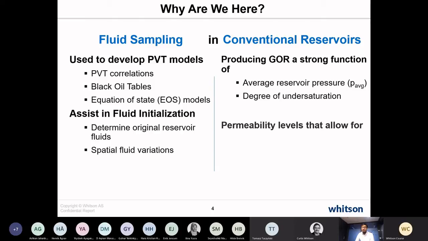And also in conventional reservoirs, the permeability levels are very high. So usually we can produce without fracturing, and we can also use the open hole formation testing usually without any problems.